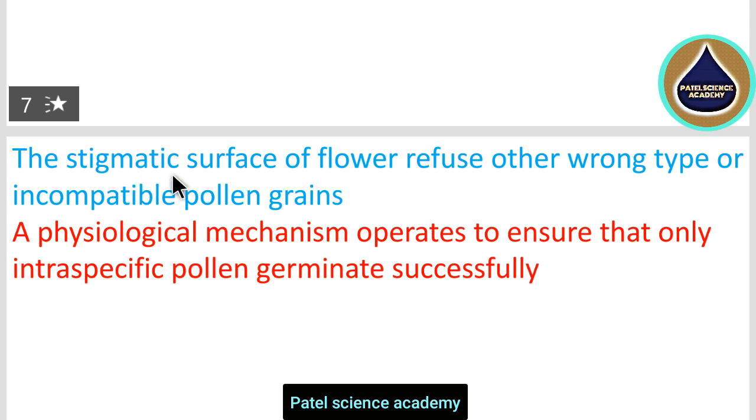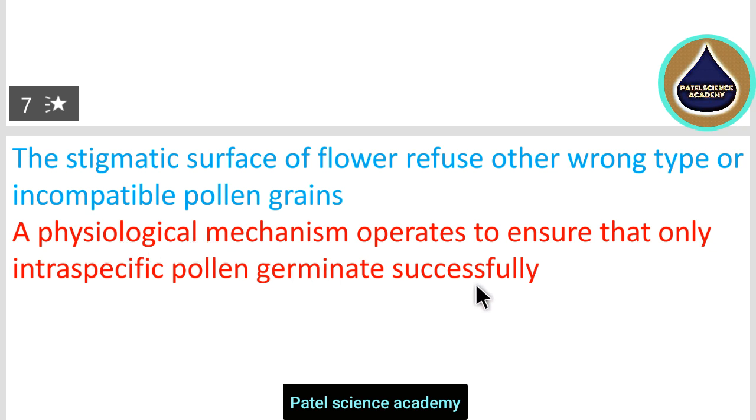The stigmatic surface of the flower refuses other wrong-type or incompatible pollen grains. So it means unnecessary, unwanted, wrong, or different species pollen grains are discarded or rejected because they are wrong; they are not from the same species.